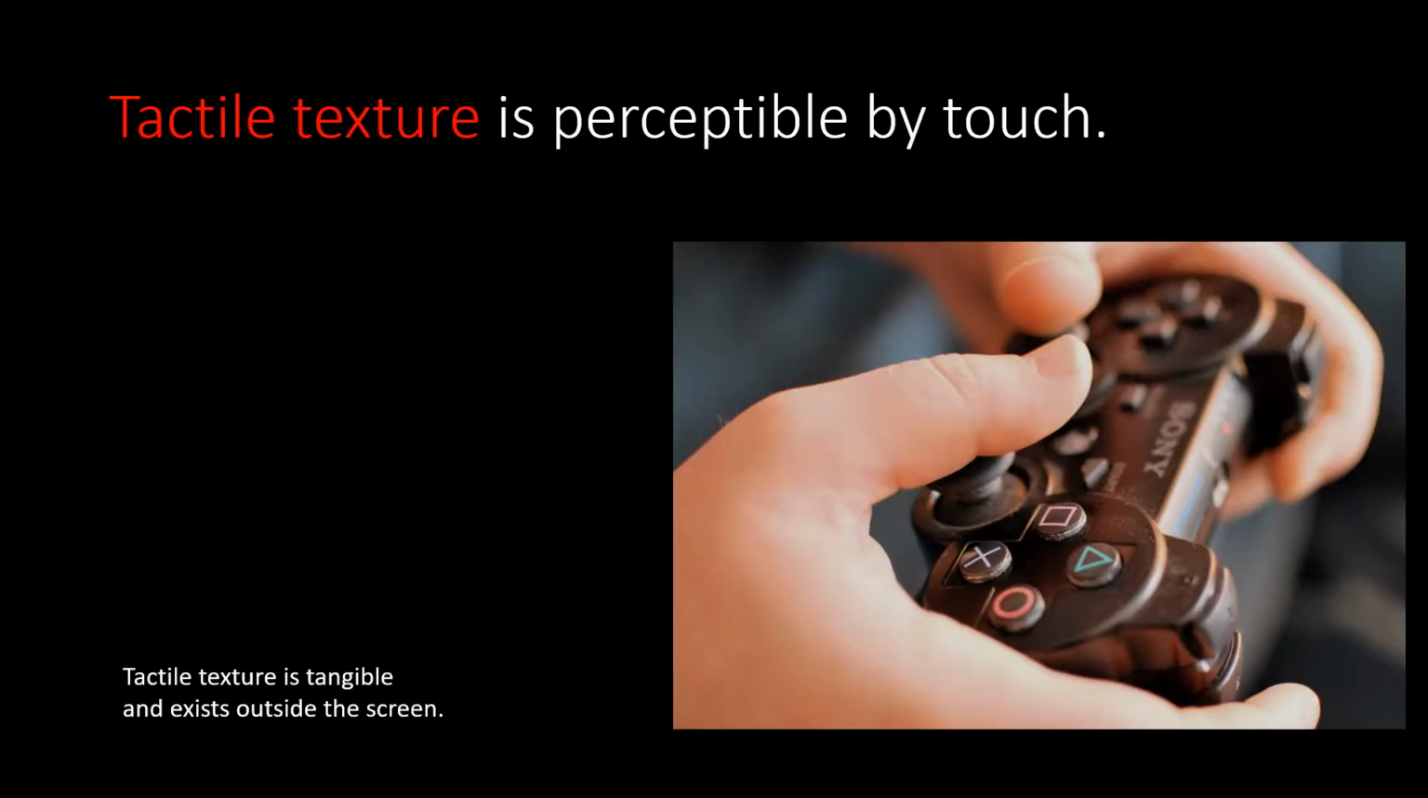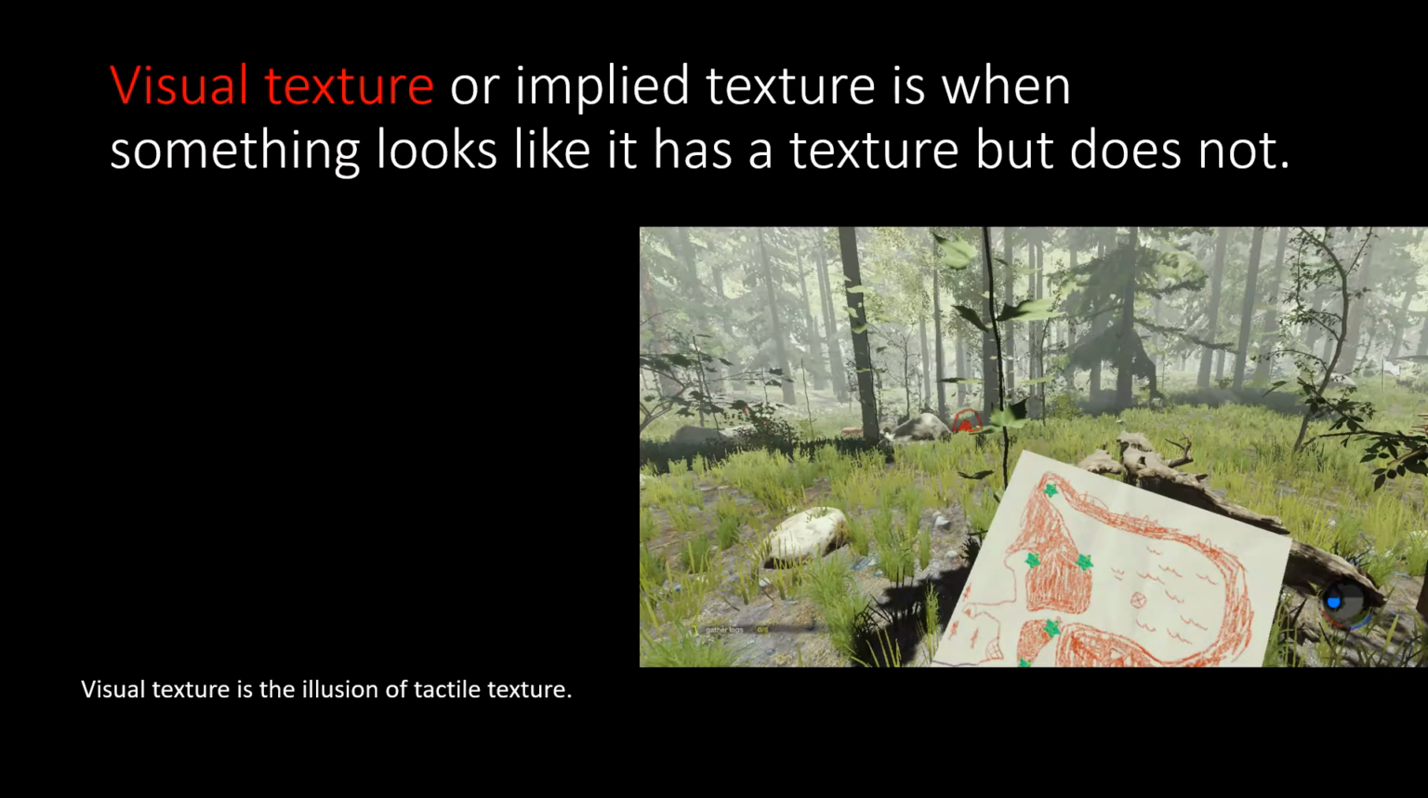So in contrast, tactile texture is perceptible by touch. You can actually feel the texture of this controller. Tactile texture is tangible and it exists in the world, not inside the screen. So we talked about tactile texture. You can see tactile texture before you touch it, but you can touch it. Ouch! It hurts. Or soft as your cat.